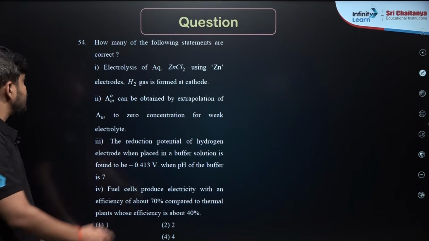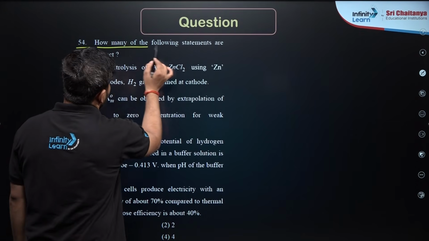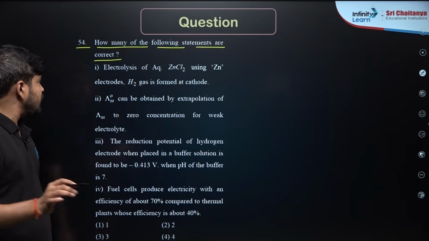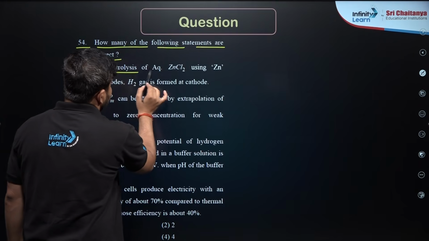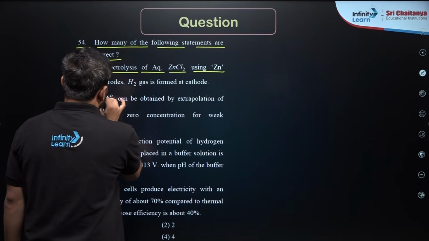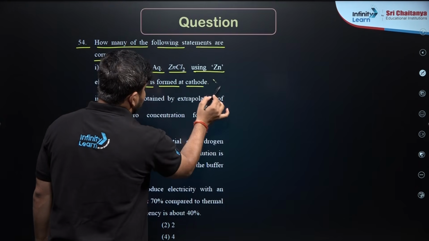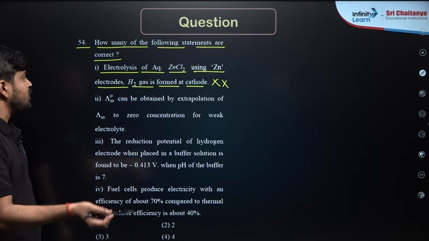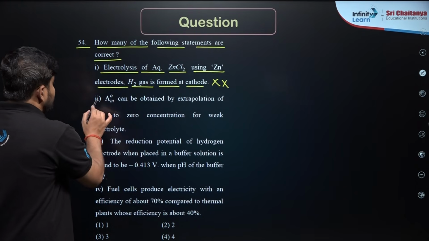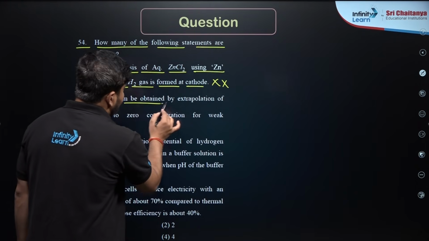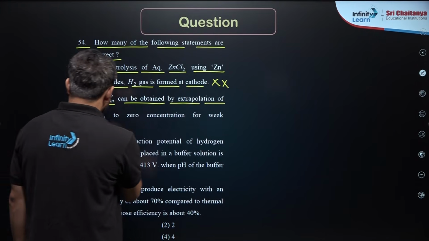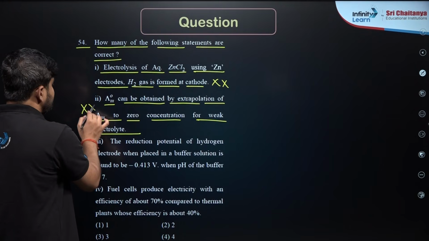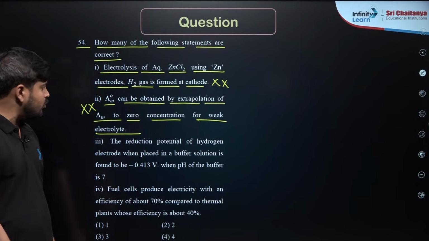Now I am coming to the next question, question number 54. What is given? How many of the following statements are correct, okay, we just have to check how many statements are correct here. So first statement: electrolysis of aqueous ZnCl2 using zinc electrode, H2 gas is formed at anode. This statement is wrong only. At cathode only zinc is going to deposit, not hydrogen gas, okay. Second statement here: lambda naught m can be obtained by extrapolation of lambda m to 0 concentration for a weak electrolyte. This is not possible, this is valid for a strong electrolyte, not for a weak electrolyte, okay.